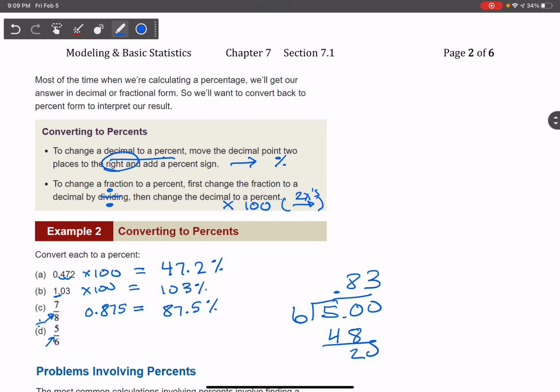Yeah, that's what it is. Sorry. Repeating 3, multiply by 100, I get 83.3%.